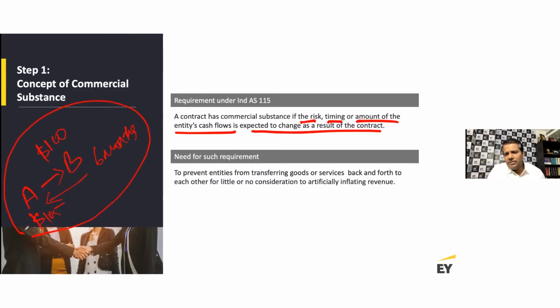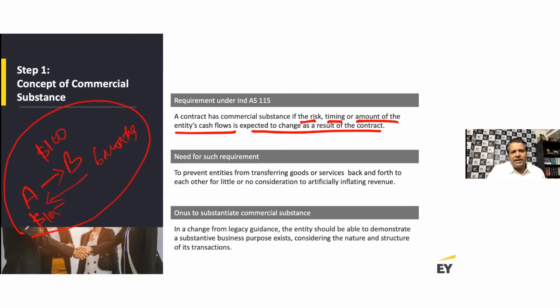So there was never an intent to transfer the risk and reward with reference to the underlying goods or services, right? So in a way, this was not a commercial transaction. This was actually a lending and borrowing transaction, from that perspective. So the onus to substantiate commercial substance, again, is on the entities. So it's a slight change in a way from the existing guidance here.